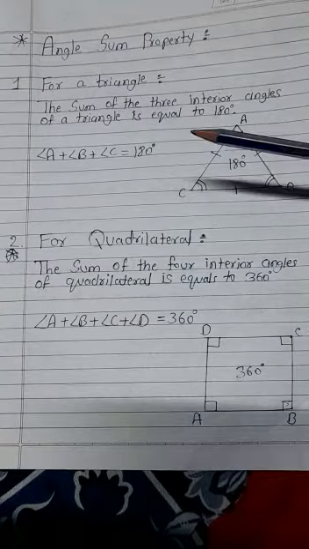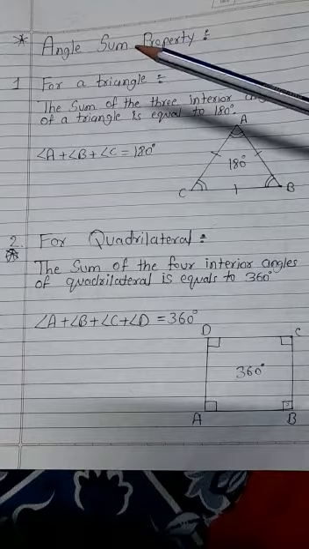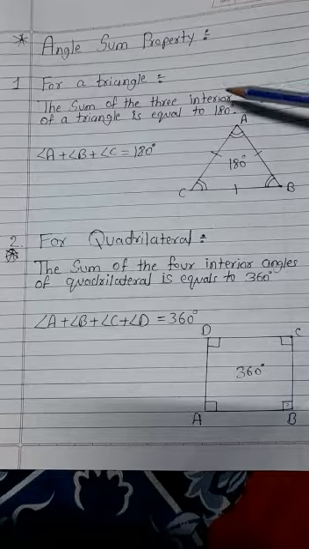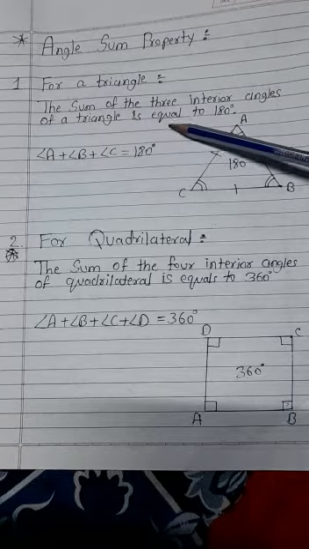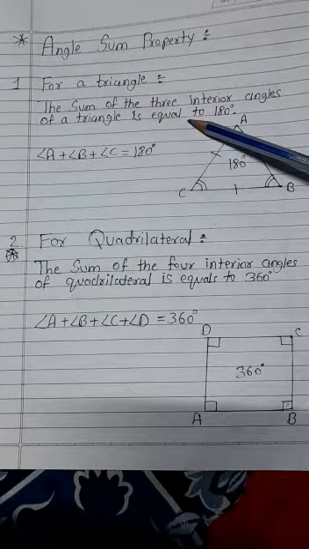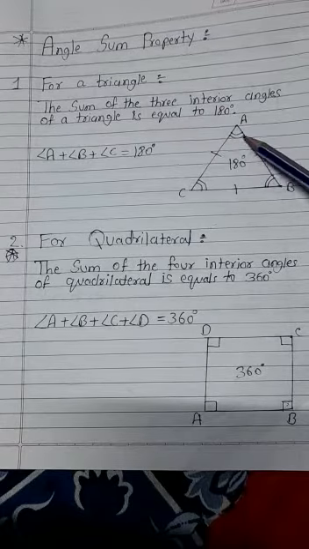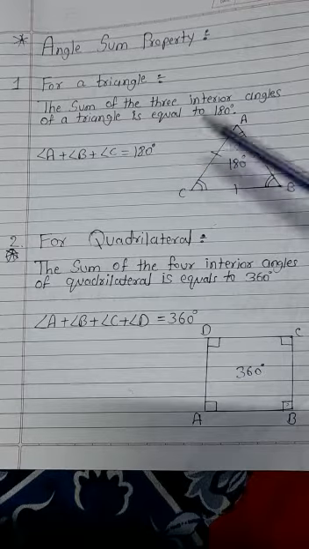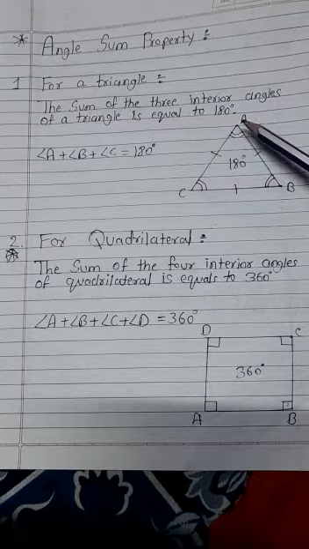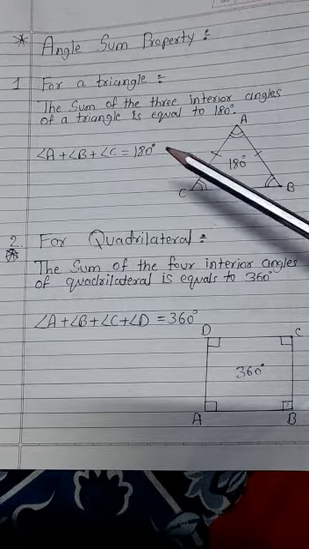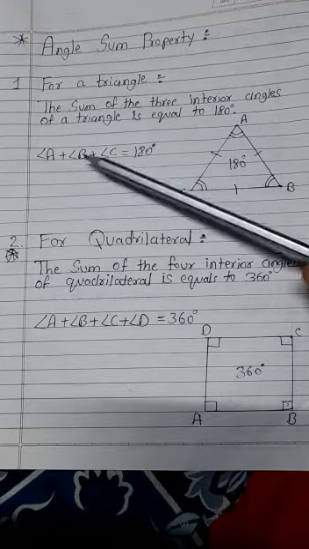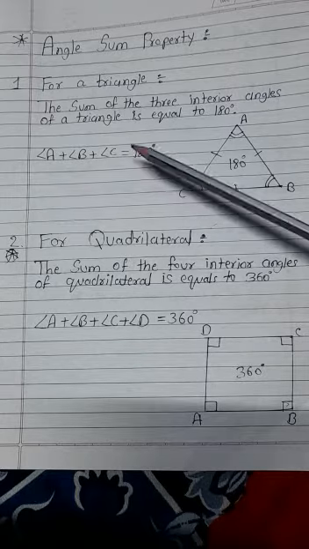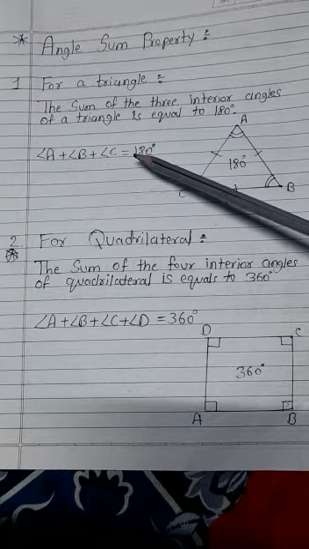Moving ahead, next we have the angle sum property. First we have it for a triangle, which says the sum of the three interior angles of a triangle is equal to 180 degrees. That means the sum of all the three angles of a triangle is equal to 180 degrees. For example, if we have this triangle named ABC, then the sum of angle A plus angle B plus angle C will be equal to 180 degrees. It's called the angle sum property of a triangle.